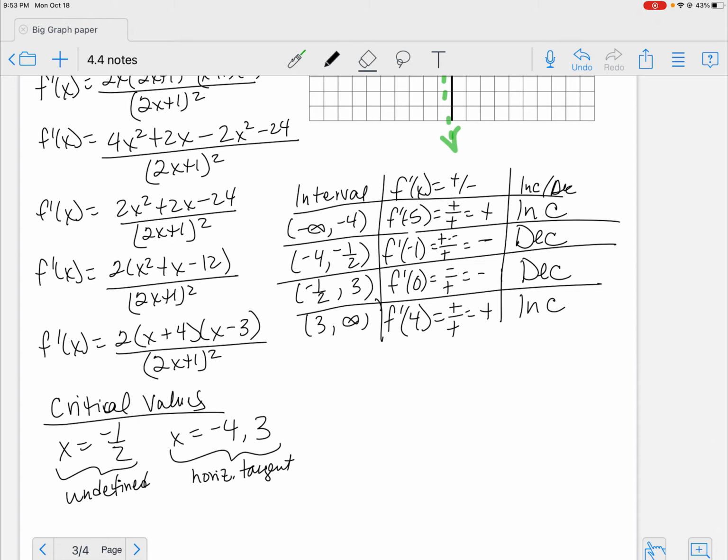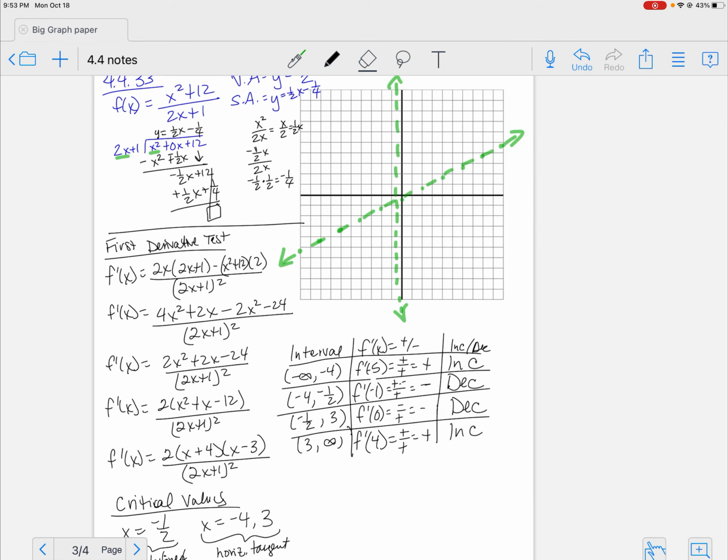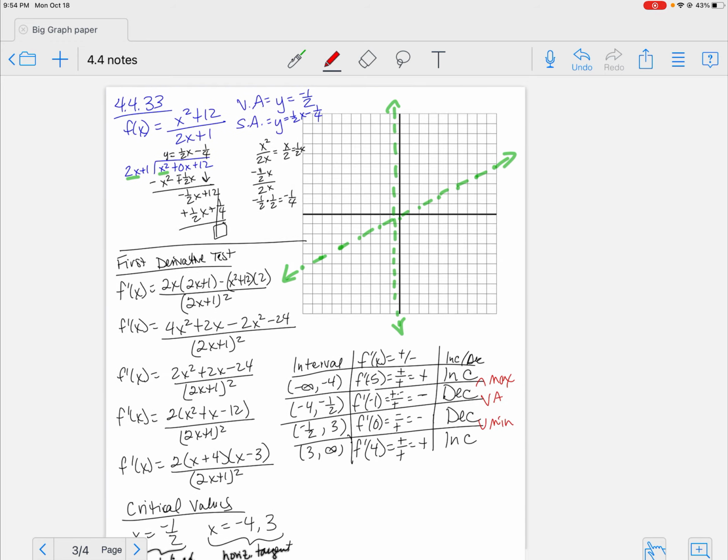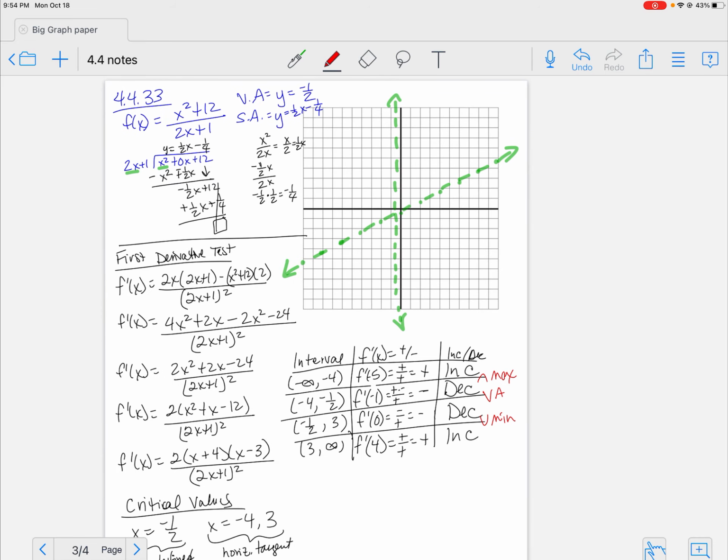Now here's my question. What do we know from the very beginning? Yes, my vertical asymptote. So we're focusing right there on that vertical asymptote. I know without a shadow of a doubt that's automatically a vertical asymptote. Those other two, that's where we can do some work. If I'm going to go from increasing to decreasing, I have a max. If I'm going to go from decreasing to increasing, I have a minimum, right? So just keep that in mind.